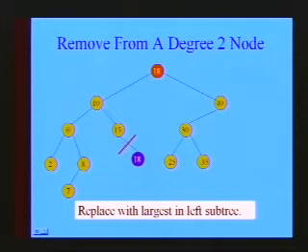Which incidentally is the same as the strategy for the case where a node's degree is 1, because you could say you're changing the pointer from here to that of one of the children, which is null in any case.